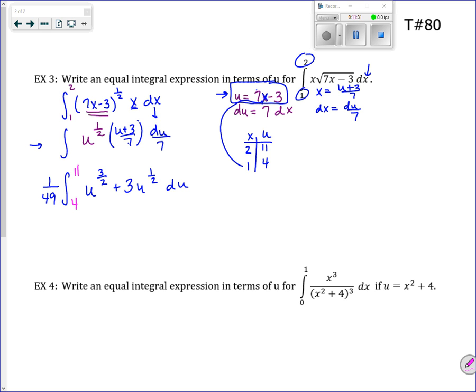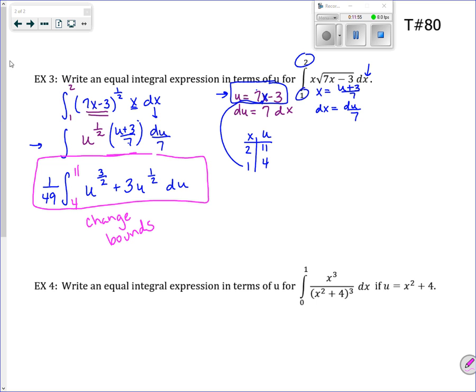You have got to remember to change the bounds. If you are asked to leave it in terms of u, friends, you have to change the bounds. And that's your final answer. Again, they don't want a numerical answer. They want that. That's what the answer choices will look like.